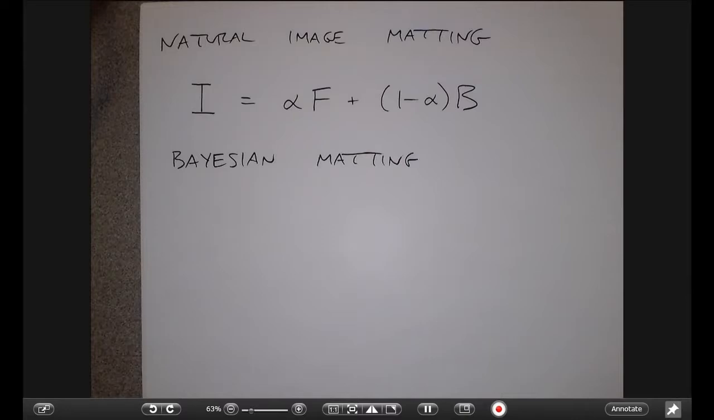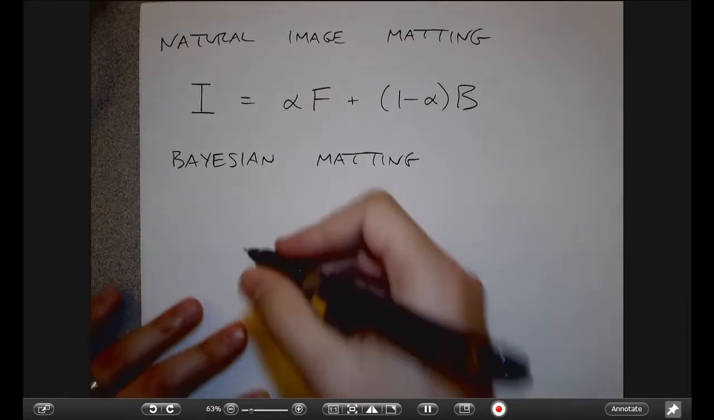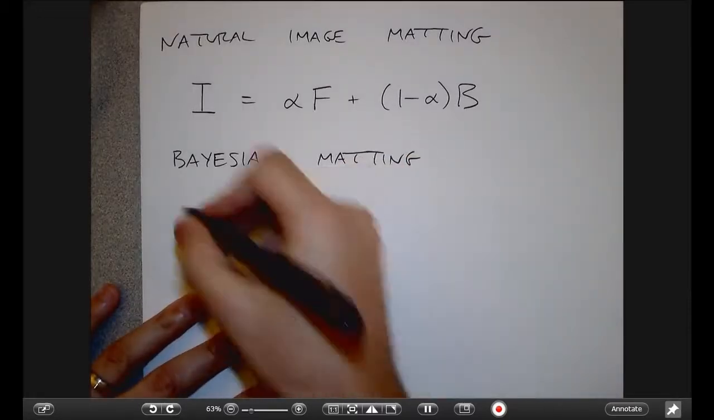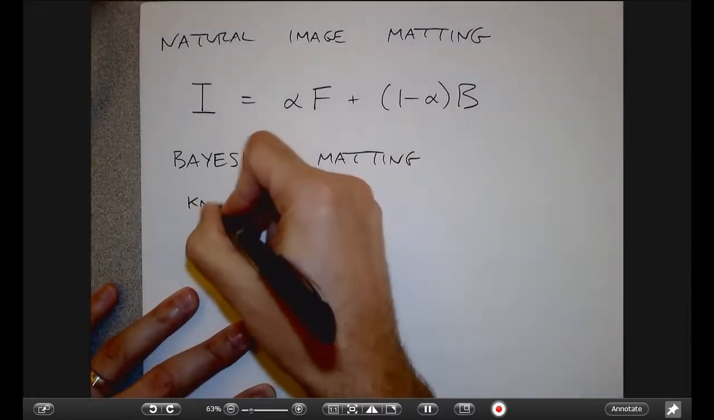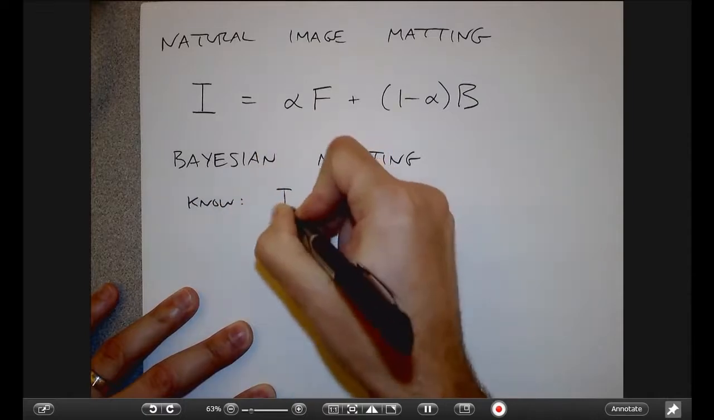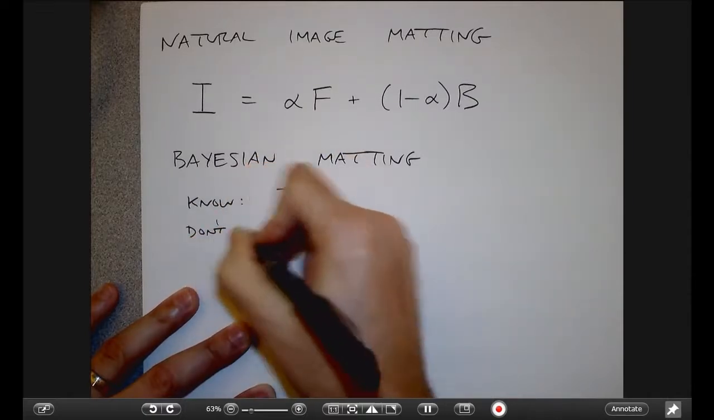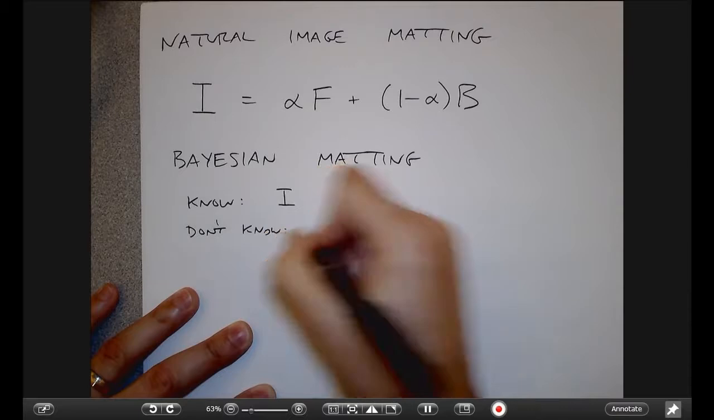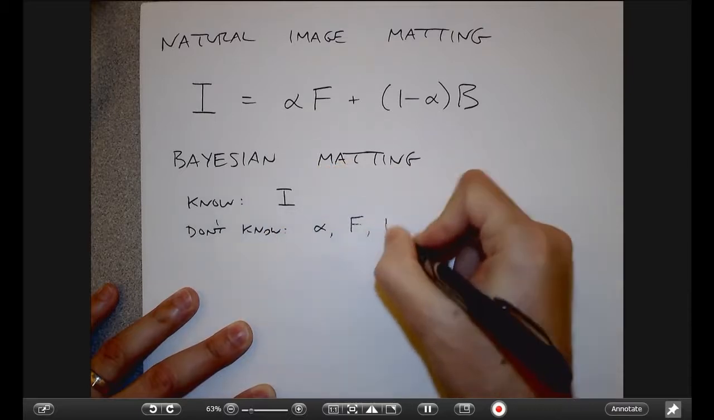This is a very early idea. These days Bayesian methods are used all the time in computer vision, and so this was like the first instance of saying, okay, let's apply a Bayesian approach to matting. So here's the idea: again, what do I know? I know the image, and I don't know the alpha channel, the foreground, or the background.